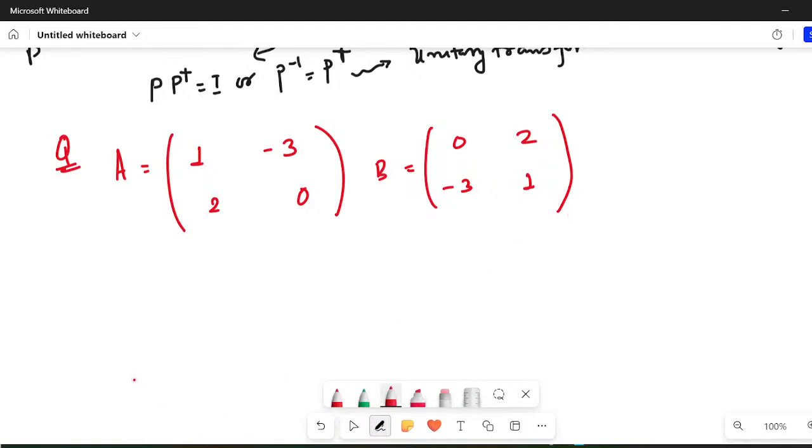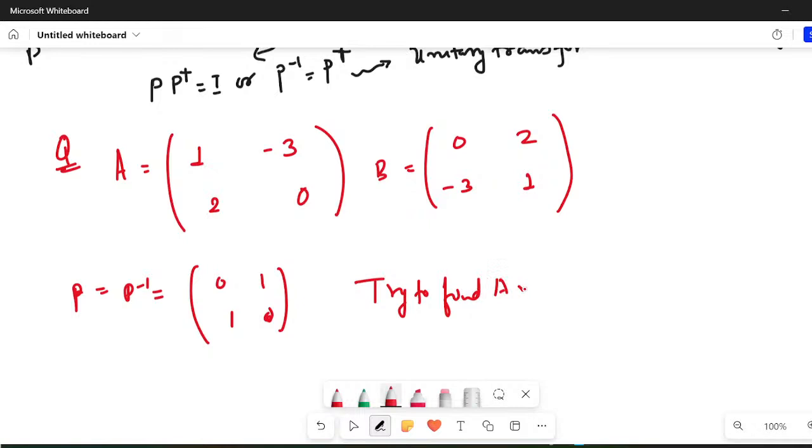And I'm giving you this P, which is equal to P inverse, which is equal to 0, 1, 1, 0. Try to find that A is similar to B. This is something that I'm going to do. It's easy. Try to do it.